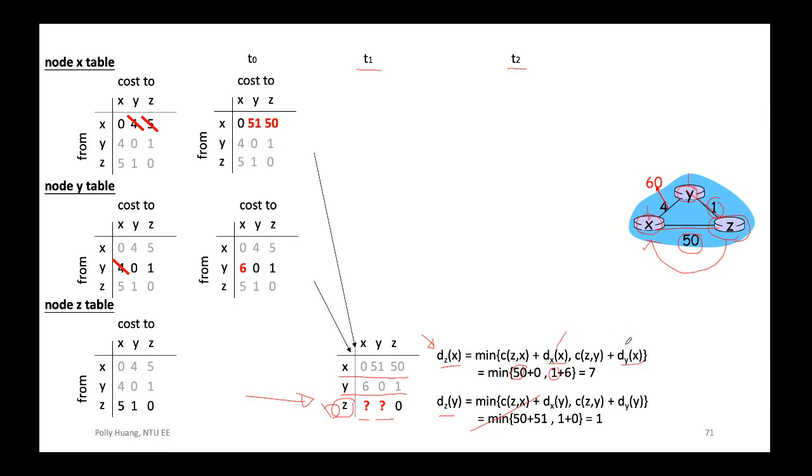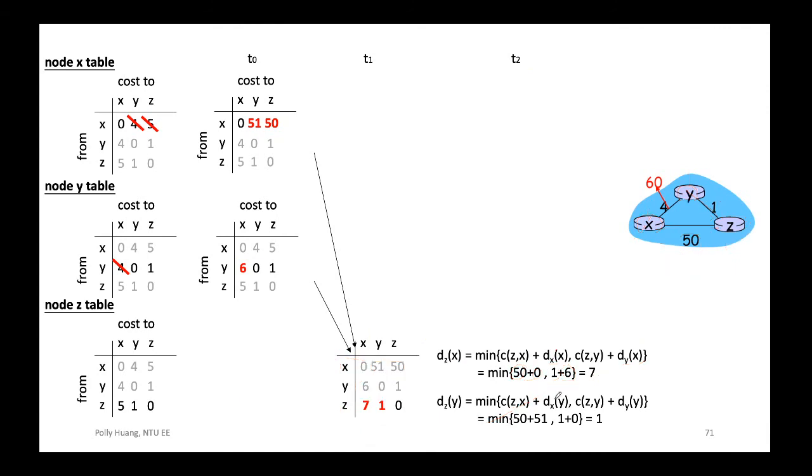For these two entries, we do a table lookup, because this is from x's perspective. This is what x has informed z, which is the distance vector dx. In x's vector, the entry to destination x is 0. In y's vector, for destination x, the entry value is 6. So 50 compared to 7, 7 wins. And therefore we update dz to 7, 1.